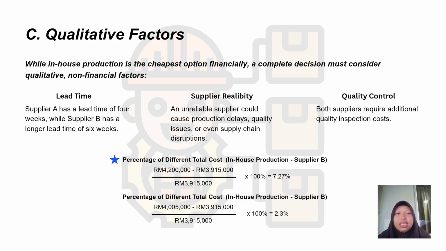I strongly recommend that GTI continues to produce the module in-house for two primary reasons. First, lead time. The case study does not mention a strict customer deadline, but a 6-week lead time from supplier B introduces a significant risk of supply chain disruption. A delay of this length could negatively impact our overall production schedule and our ability to fulfill customer orders in a timely manner.